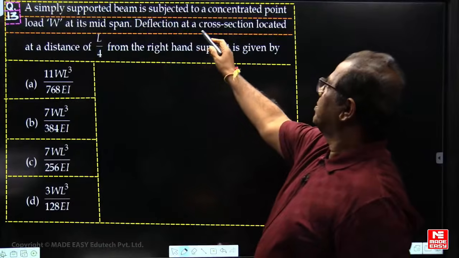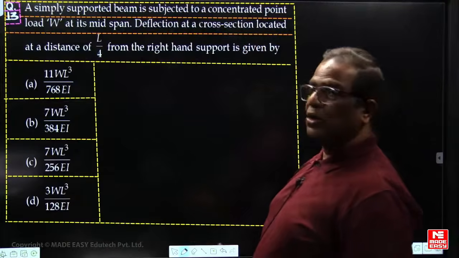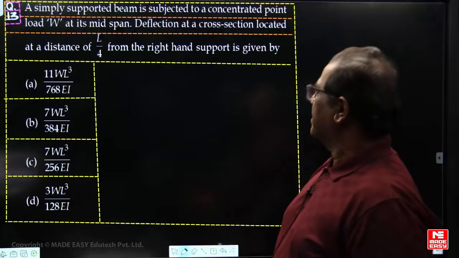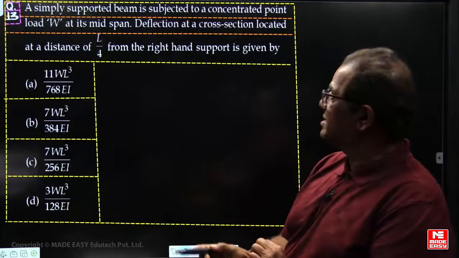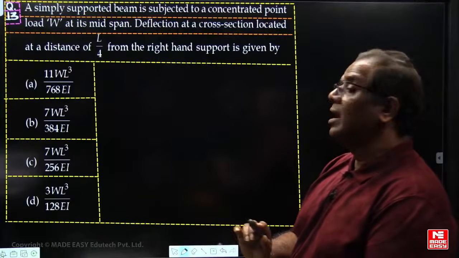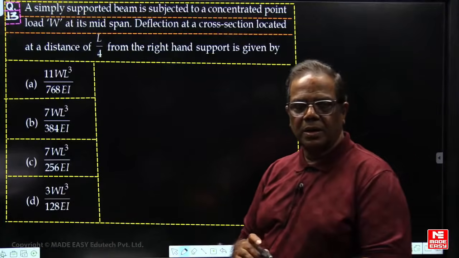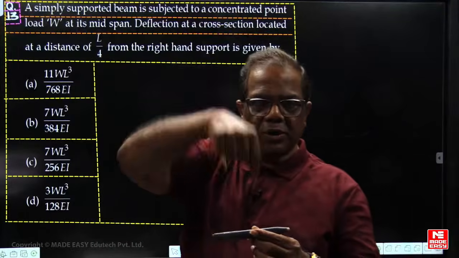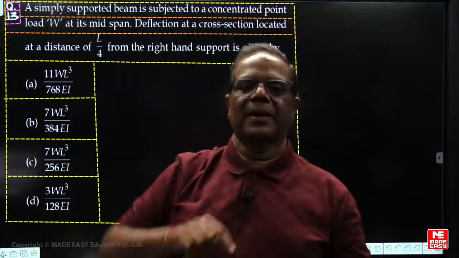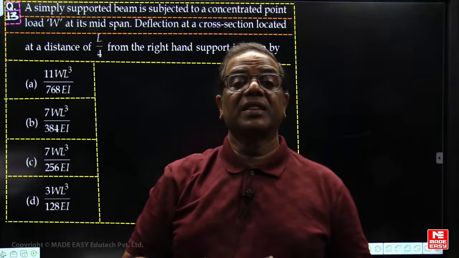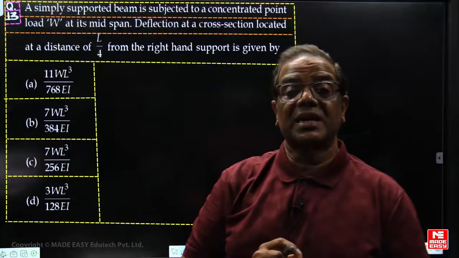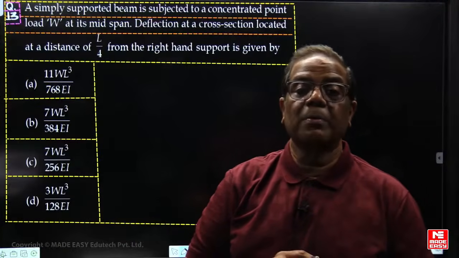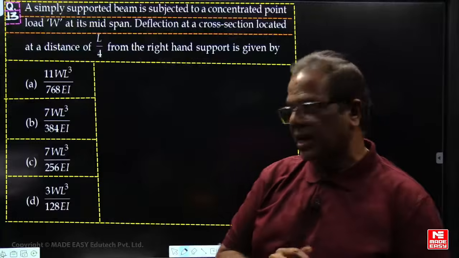A simply supported beam subjected to a constant point load W at its midspan. Deflection at a cross section located at a distance of L by 4 from the right hand side support. A simply supported beam subjected to a constant point load at midspan. Now it is asking what is the deflection at a cross section located at a distance of L by 4 from the right hand side support.